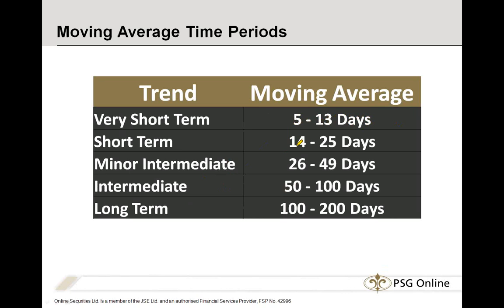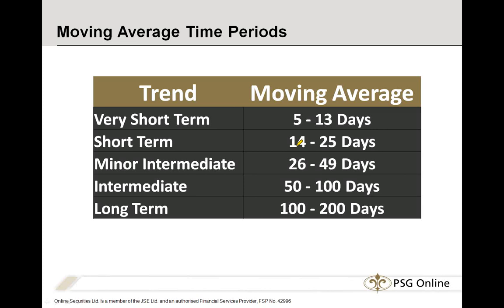The biggest challenge is deciding the time periods. This is out of the textbooks. They say very short time periods are anything between 5 days and 13 days. Short term is from 14 to 25, 26 to 49 would be a minor intermediate period, intermediate periods are 50 to 100 days, and long term is anything from 100 days to 200 days plus. Okay, so that's just to give you some idea.